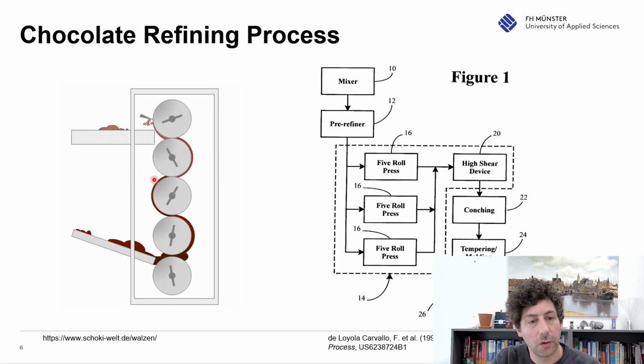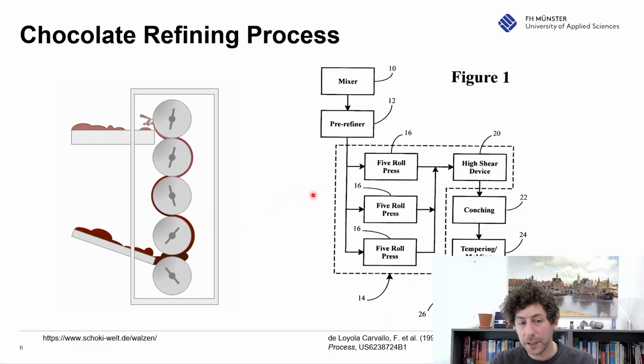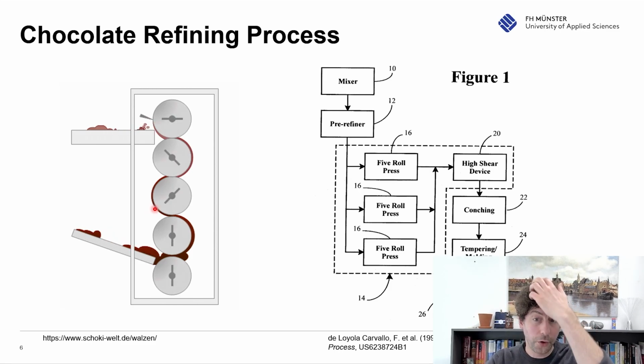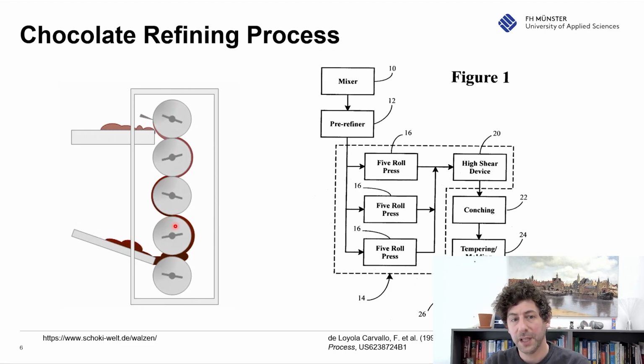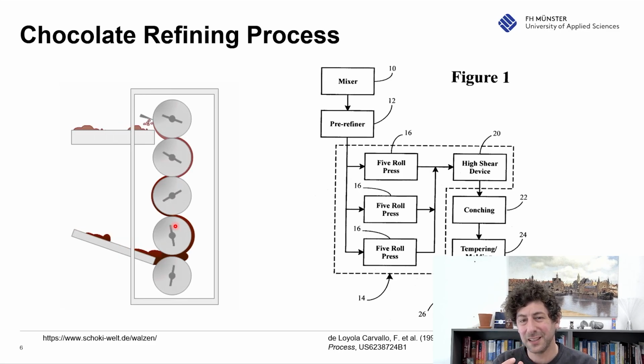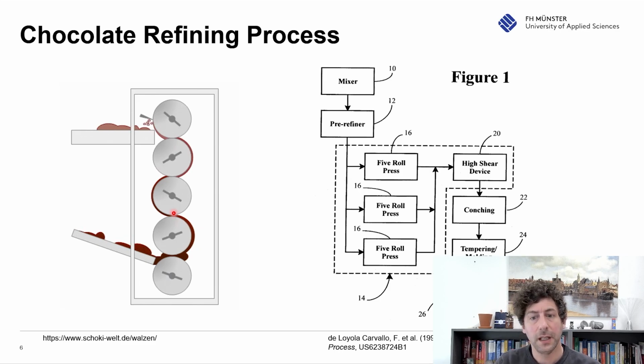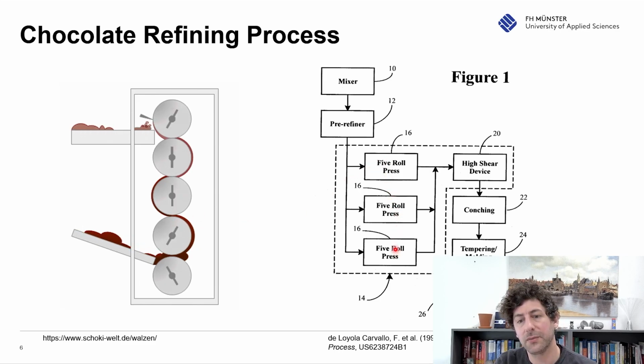So it starts here and goes through this, and in this five roll press, the particle size of the cacao particles from the fruit is further decreased. And what you want is a particle size below 30 microns. Why 30 microns? Because at 30 microns and below, our tongue cannot taste the shape anymore. So we want to have a chocolate where you don't feel the texture of the particles. So they have to be very fine. And this is what you have here in this five roll press.